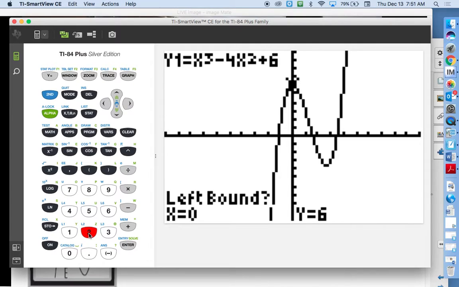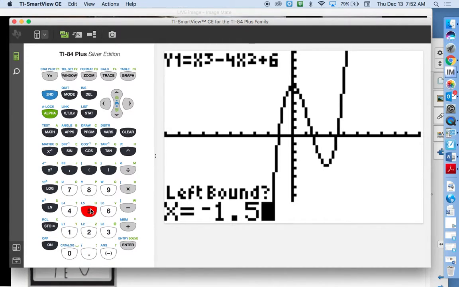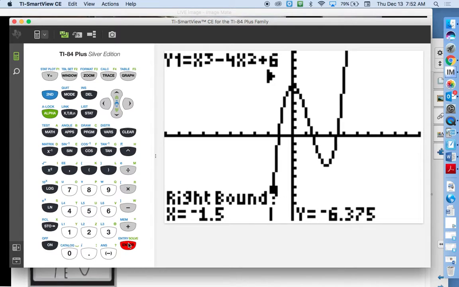Melanie? Positive or negative? Negative, yeah. So it looks like this is close to -1. So for the left bound, we need to pick a number that is on the left side of that. And you're actually going to type in a number. So you could type in a -2, you could type in a -1.5, but it needs to be something that is to the left of -1, maybe we'll try -1.5. So we're actually typing a number in here and then hitting enter.